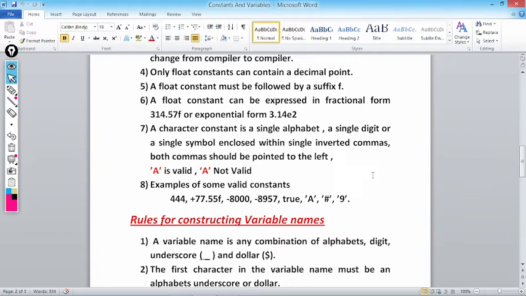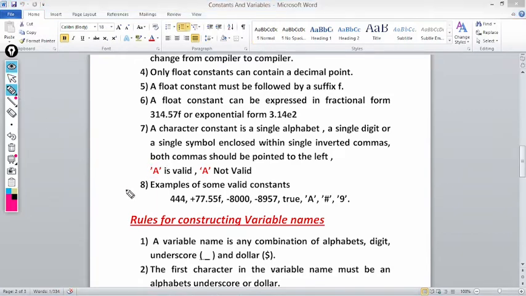A character constant is a single alphabet, a single digit, or a single symbol enclosed within single inverted commas. Both commas should be pointed to the left. It becomes a character constant. See here, this is a character constant, but this is not a character constant. Why? Because one comma is going right and one comma is going left.